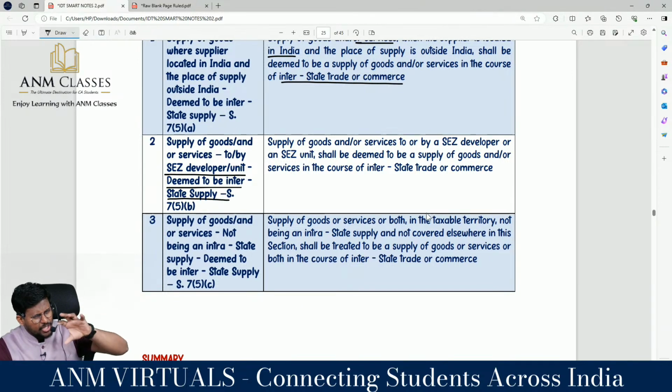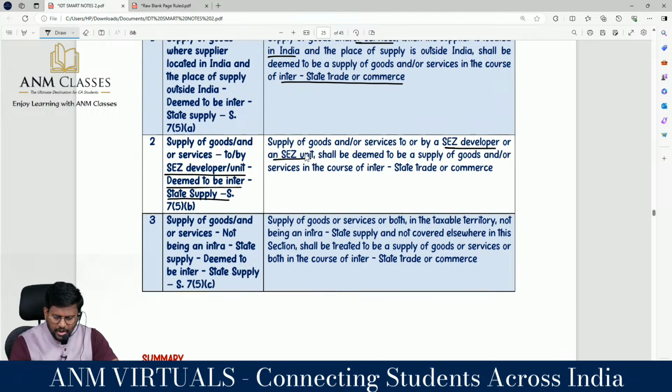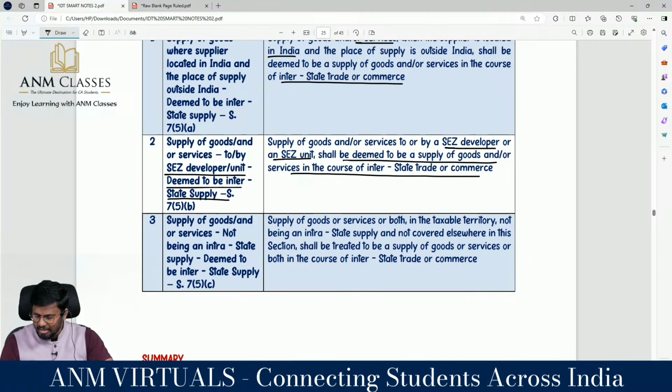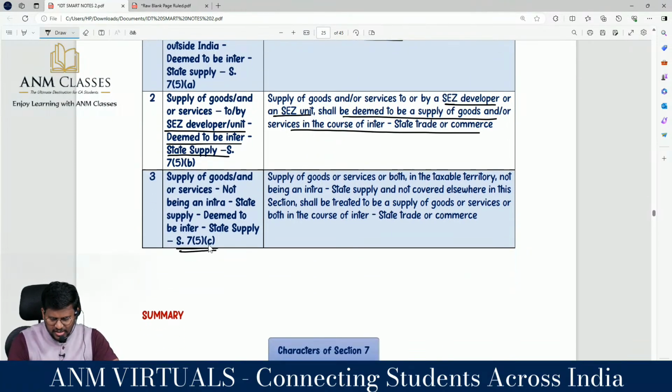So if you are supplying to an SEZ or supplying from an SEZ, it should be treated as a supply of goods or services. Any supply by any developer or any unit shall be deemed to be a supply of goods or services in the course of interstate trade. The last one, sir, section 7 subsection 5 clause C.